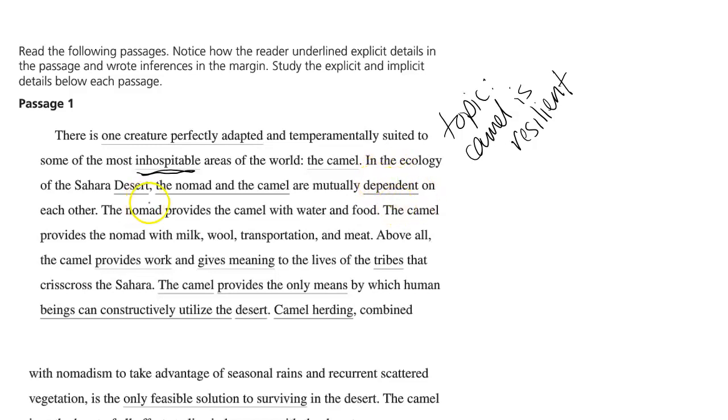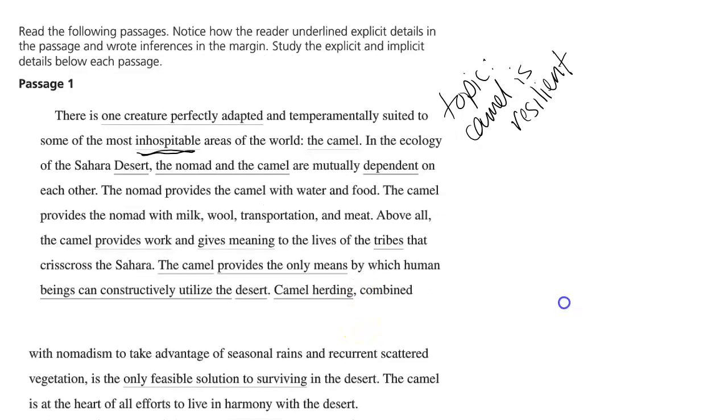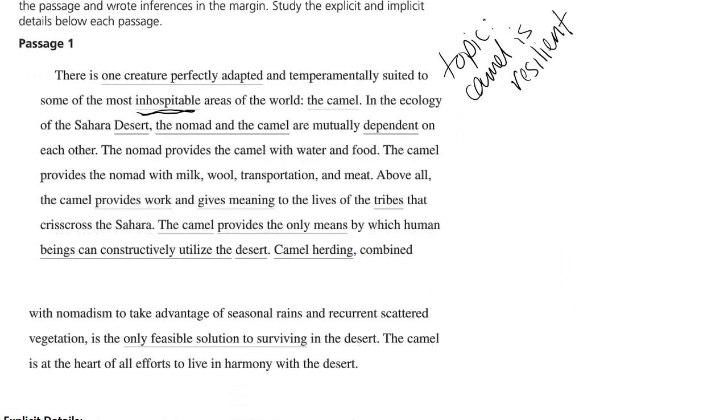In the ecology of the Sahara Desert, the nomad and the camel are mutually dependent on each other. The nomad provides the camel with water and food. The camel provides the nomad with milk, wool, transportation, and meat. Above all, the camel provides work and gives meaning to the lives of the tribes that crisscross the Sahara. The camel provides the only means by which human beings can constructively utilize the desert. So camel herding combined with nomadism to take advantage of seasonal rains and recurrent scattered vegetation is the only feasible solution to surviving in the desert. The camel is at the heart of all the efforts to live in harmony with the desert.